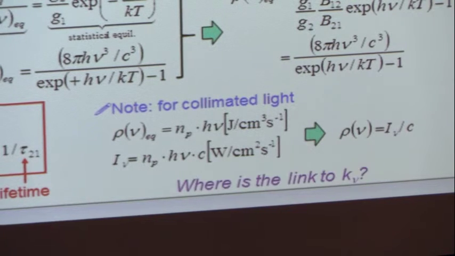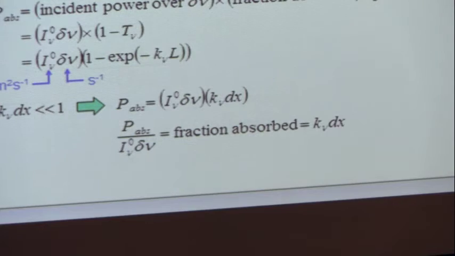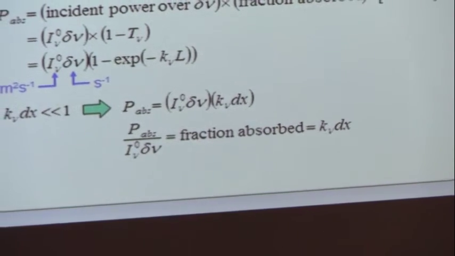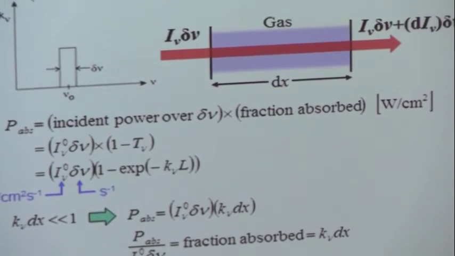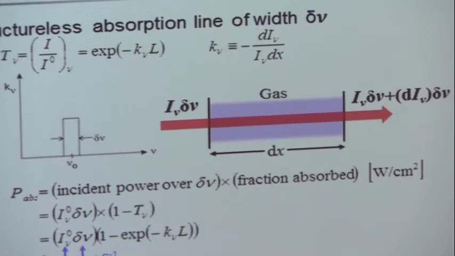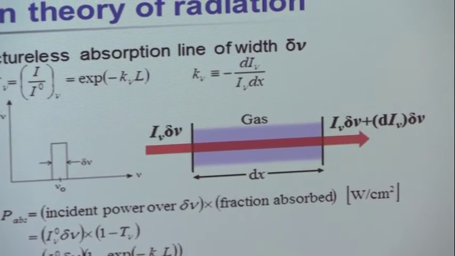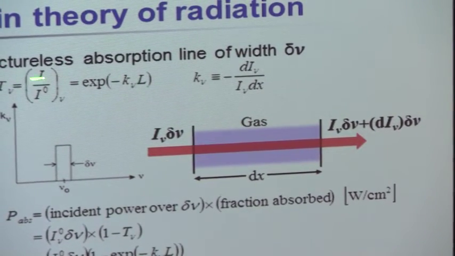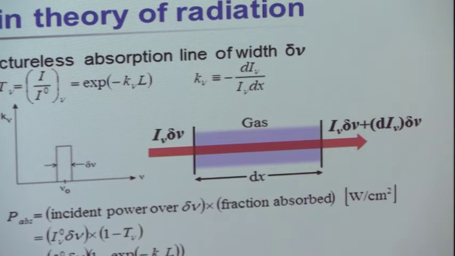So I can write this now in terms of I instead of rho, which I find confusing. So there's still this big question about what is the shape of a line and do we care? We don't know yet. We pretend we don't know. So we have Beer's law, and we have this definition for K, and what we're trying to do is find K in terms of an Einstein coefficient and possibly something to do with this line shape.